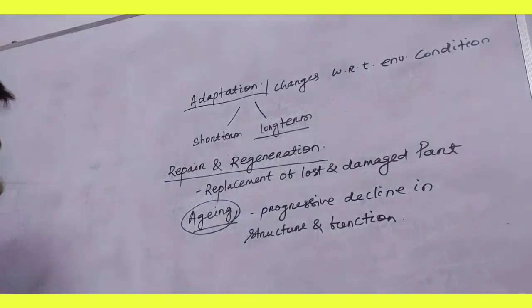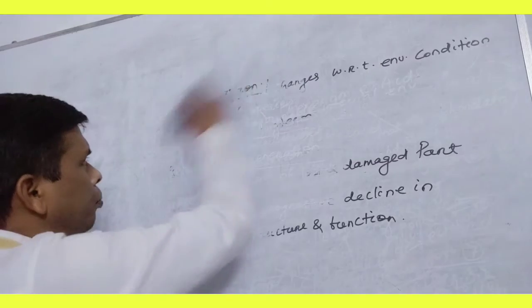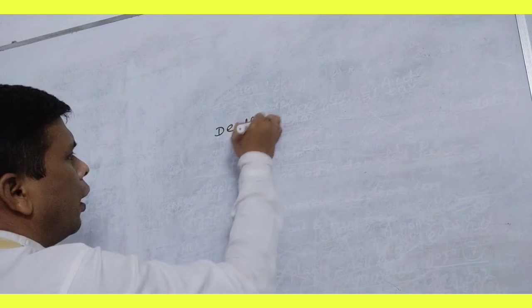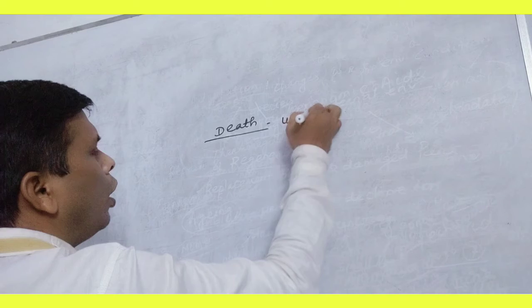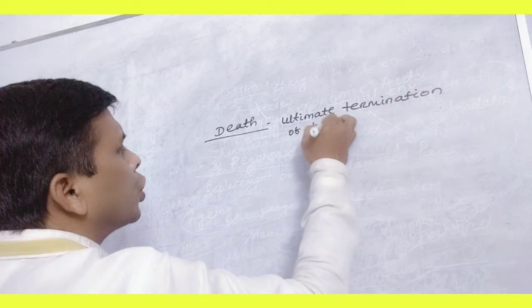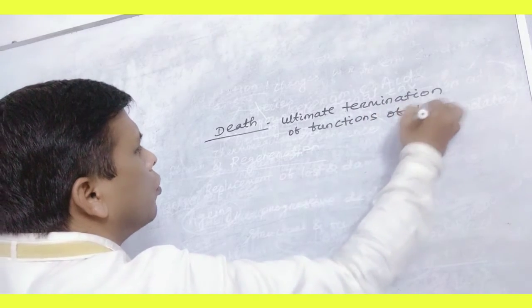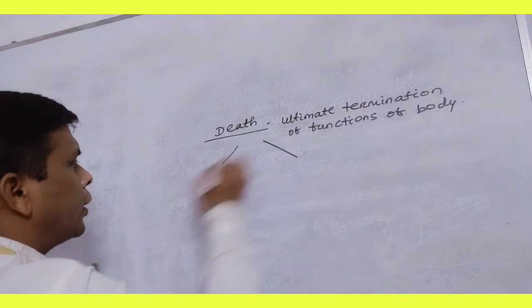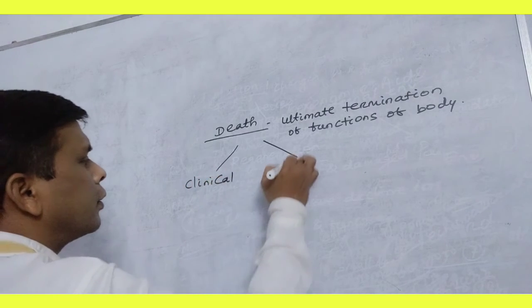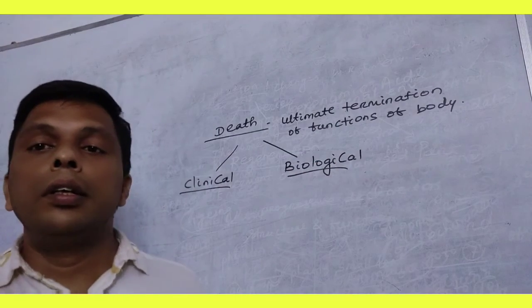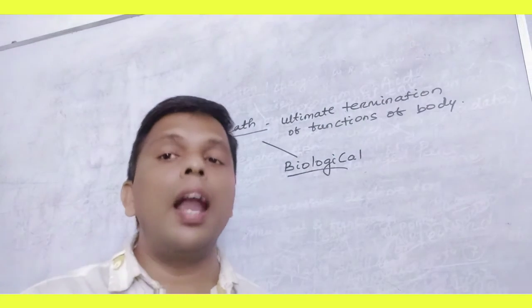Come to the last characteristic of life or living organism, that is death. It is the ultimate termination of functional stage. Death is the ultimate termination of functions of the body. There are two different types of death: one is clinical death, second one is biological death. What are the differences between clinical and biological death?